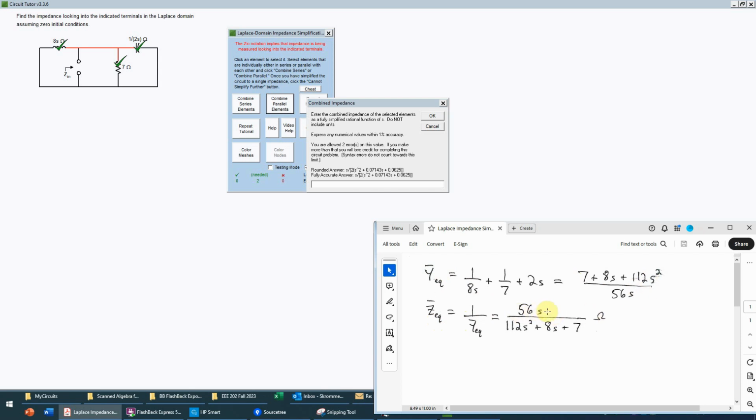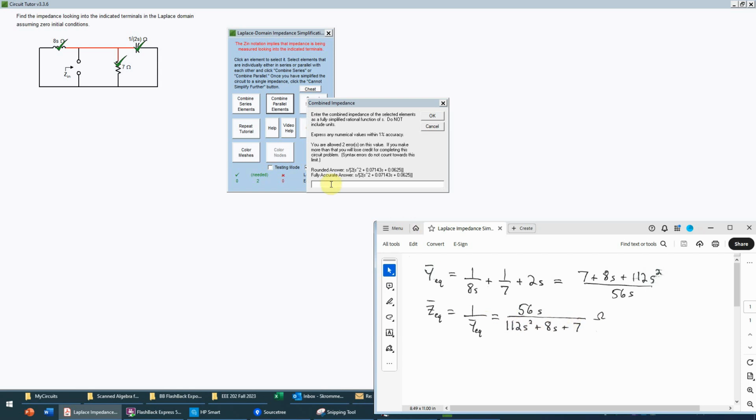And so I have 56s. Now notice in the denominator, I also made another change, which is necessary before we put it into Circuit Tutor. When you're entering algebraic expressions like polynomials here, it will require that they be written in standard algebraic form, which means you should put things in descending powers of s. So we start out with the quadratic term, then the linear term, then the constant term. If you enter it without doing that, it will simply ask you to reorder it. It won't count it as an error, but it's easier just to do it right the first time.